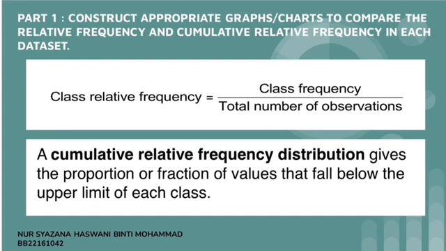So I'll be presenting part 1, which is construct appropriate graphs or charts to compare the relative frequency and cumulative relative frequency in each dataset. The formula to find relative frequency is class frequency divided by the total number of observations, while the formula to find the cumulative relative frequency, I'll be explaining in the next slide for you to get a clear view of it.